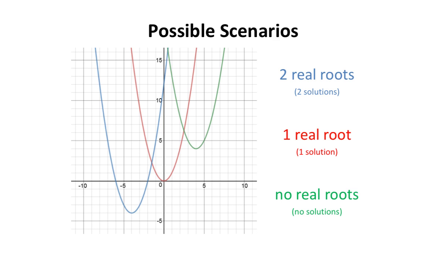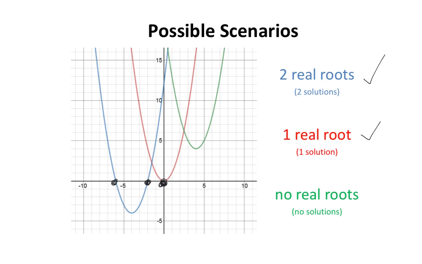When using the quadratic formula, there are three possible scenarios. You can have two real roots. In other words, that means you have two solutions. In a previous lesson, we learned that these two solutions could mean something in real life. One of them may mean something in real life, or both of them may not mean anything in real life. In our second scenario, we have one real root. In other words, there is one solution.